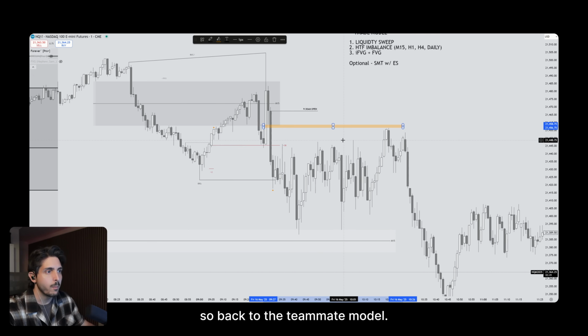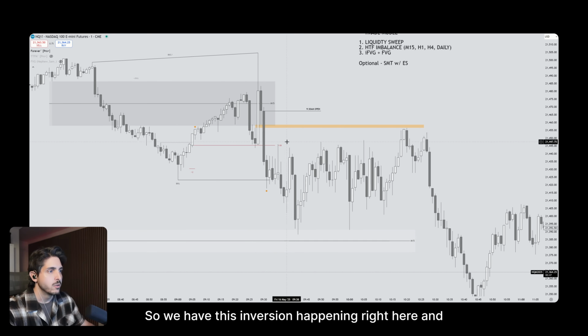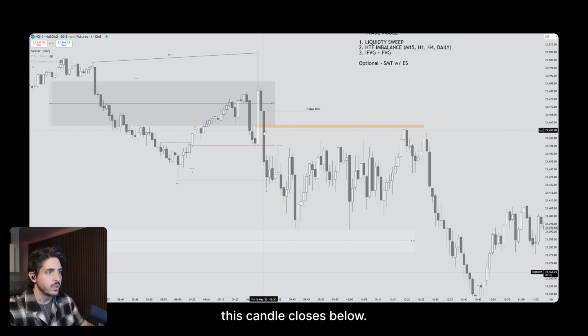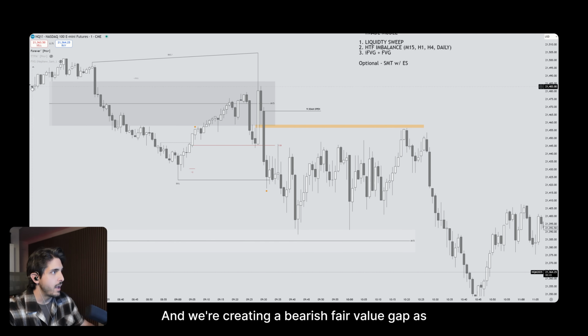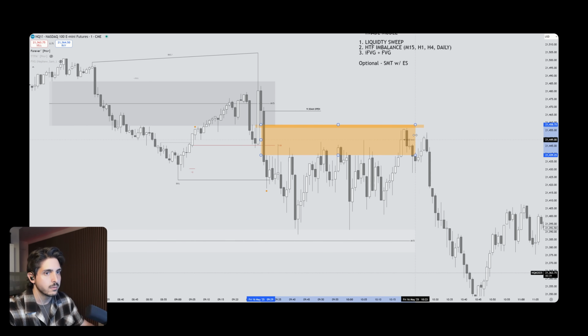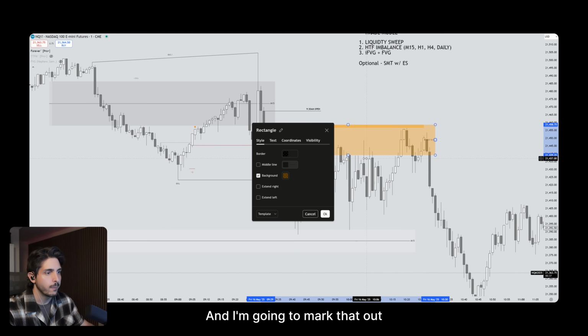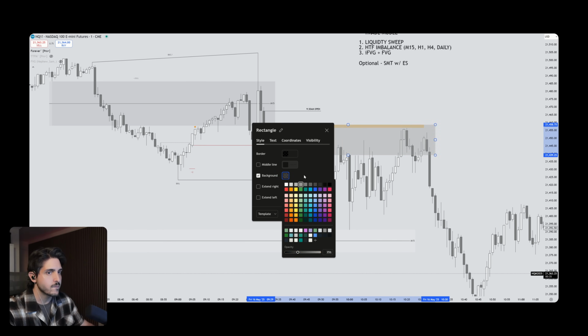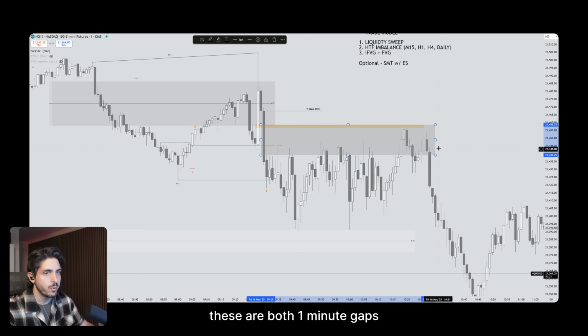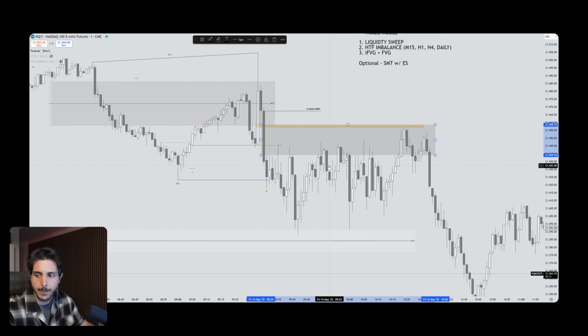Okay, so back to the TMade model. So we have this inversion happening right here, and this candle closes below, right? And we're creating a bearish fair value gap as well here. And I'm going to mark that out. Now, these are both 1 minute gaps.